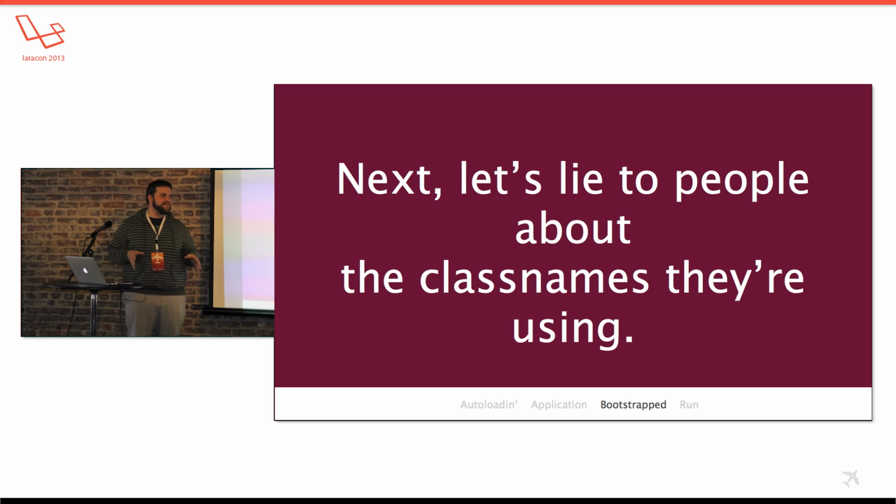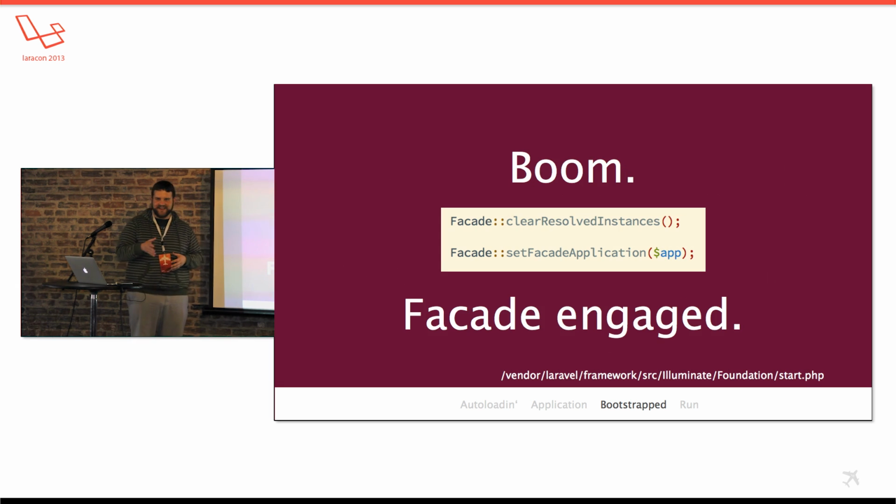And then we need to lie to people about the class names that they're using. So we set up the facade, and we set the facade application to have our current app variable as its static property, so it carries along throughout the class, and that's where it gets set up.